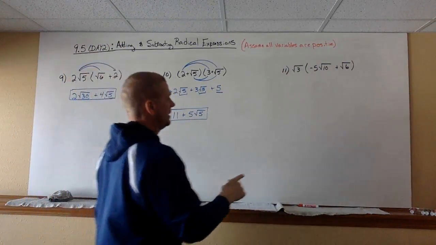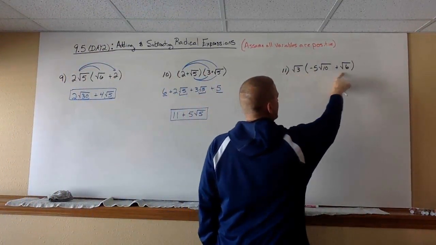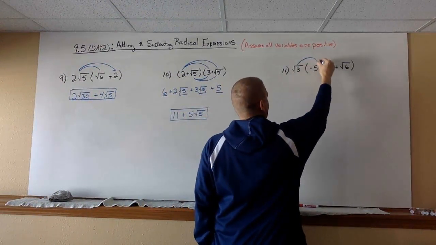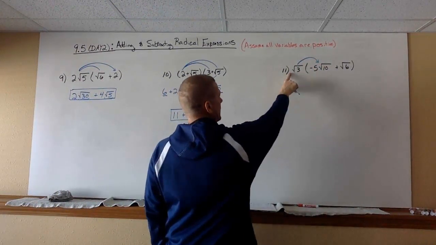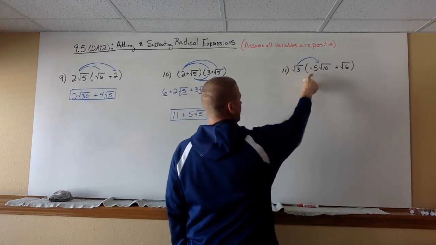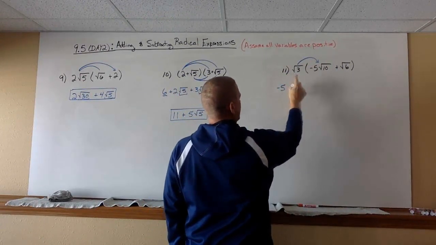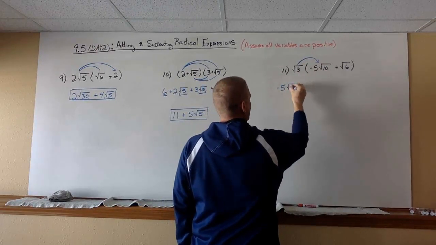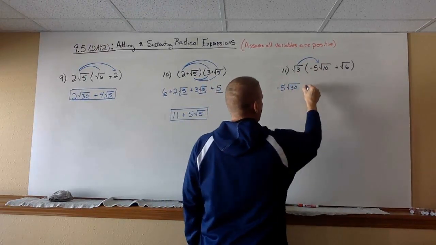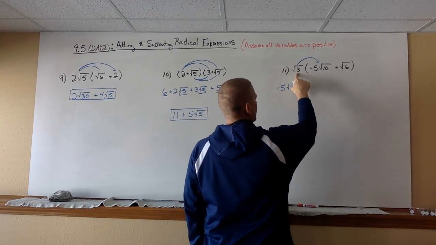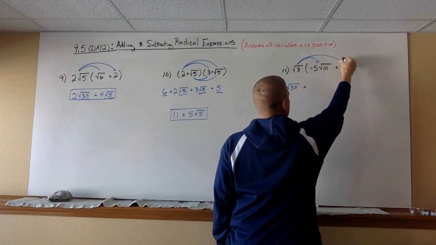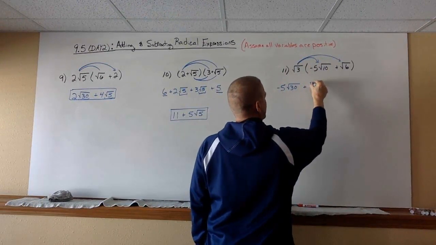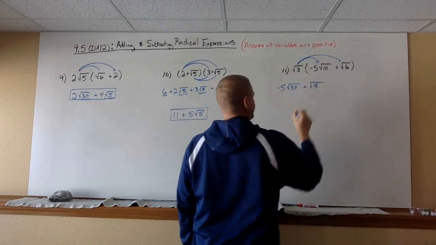Now I'm distributing square root of 3 times this quantity. Well, first thing I'm going to do is take that. Well, there's a 1 in front of here. So 1 times negative 5 is negative 5. Square root of 3 times the square root of 10 is square root 30, plus the square root of 3 times the square root of 6 gives me the square root of 18.